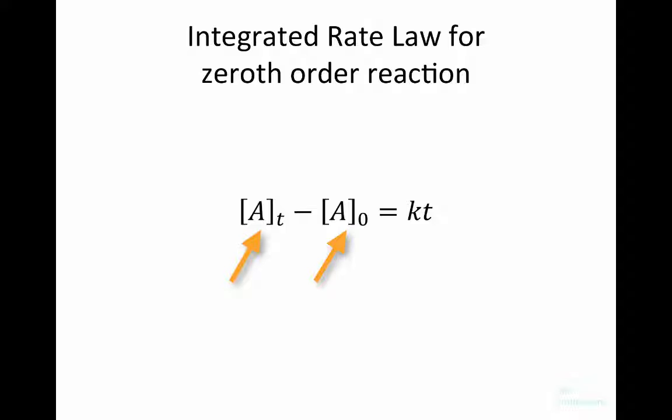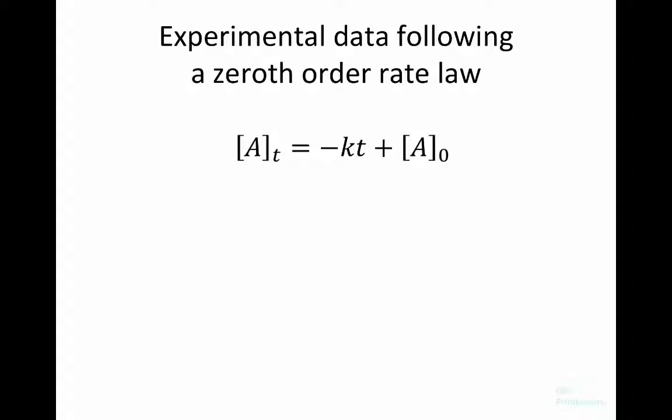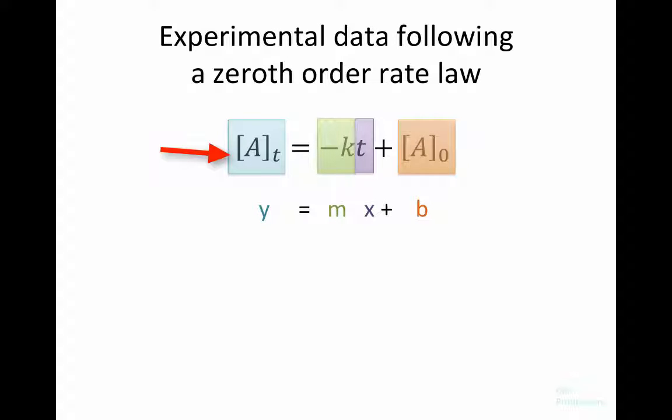Again, this is different. Instead of having natural log of concentration of A or 1 over the concentration of A, we have just the concentration of A. And we can rearrange this into linear form once again. Here's our y, just the plain concentration of A. Slope is minus k. Time is going to be our x-coordinate. And our y-intercept is going to be the initial concentration.